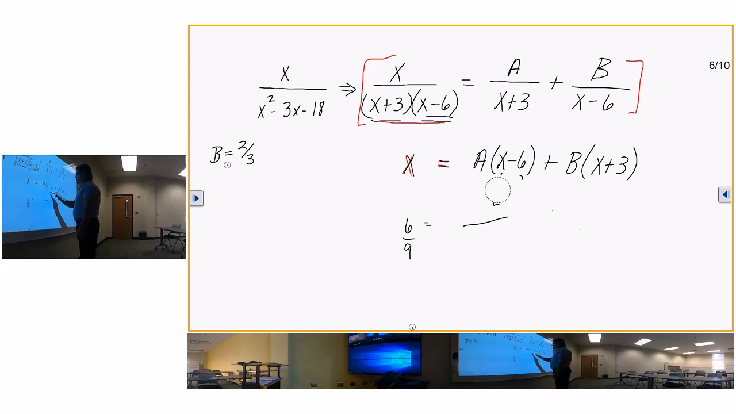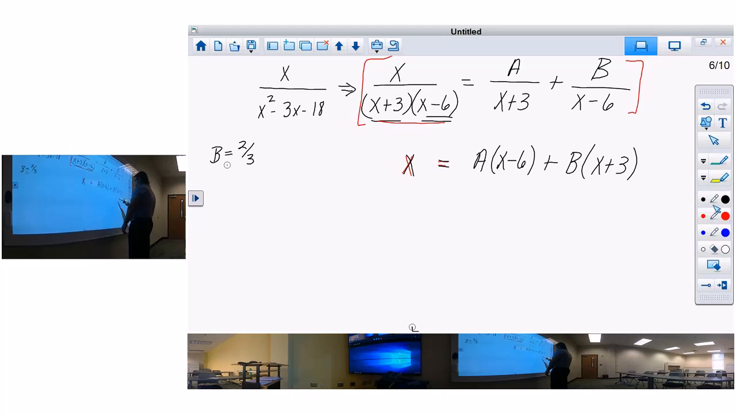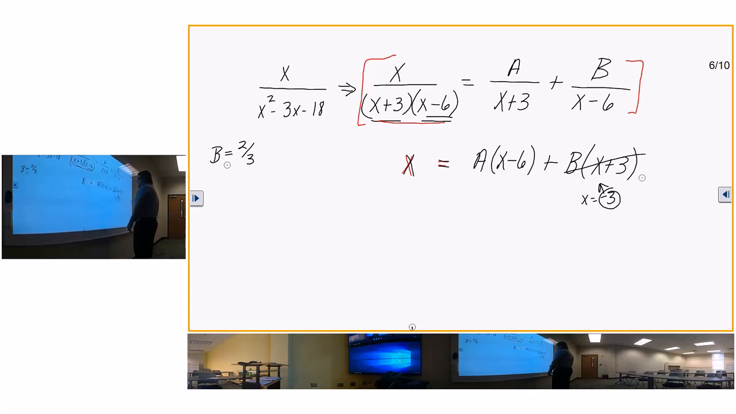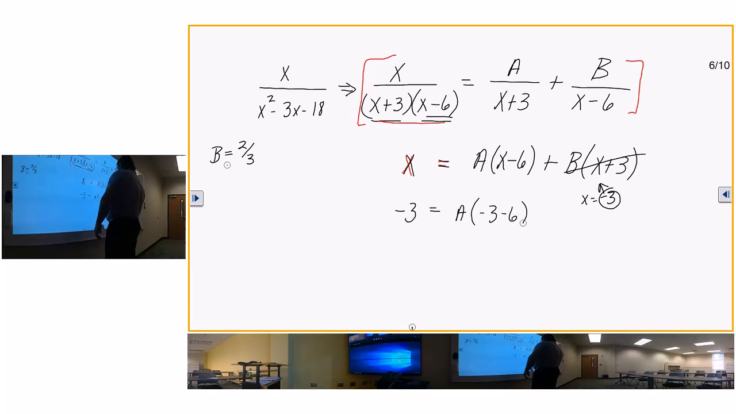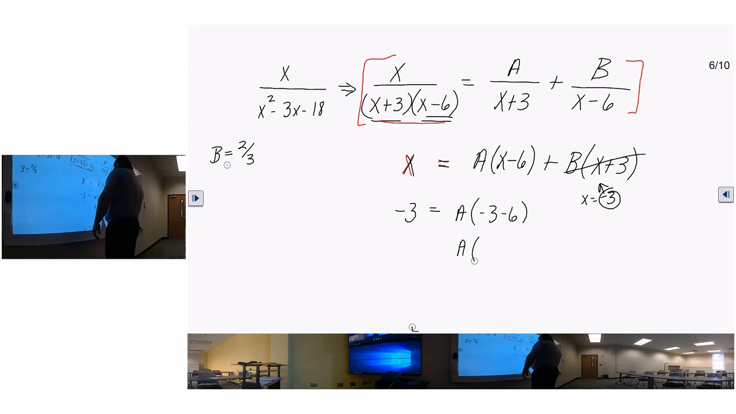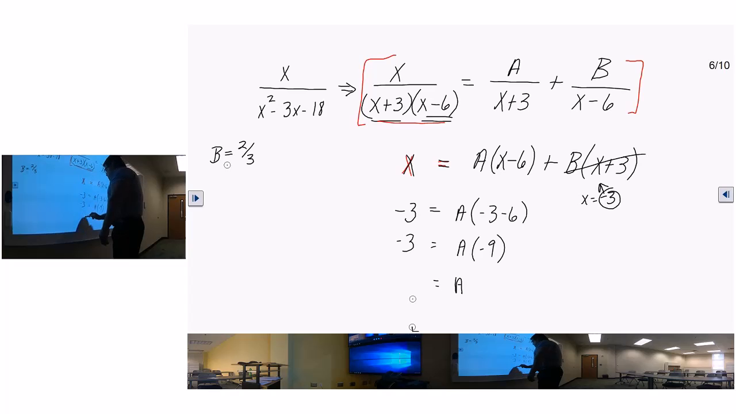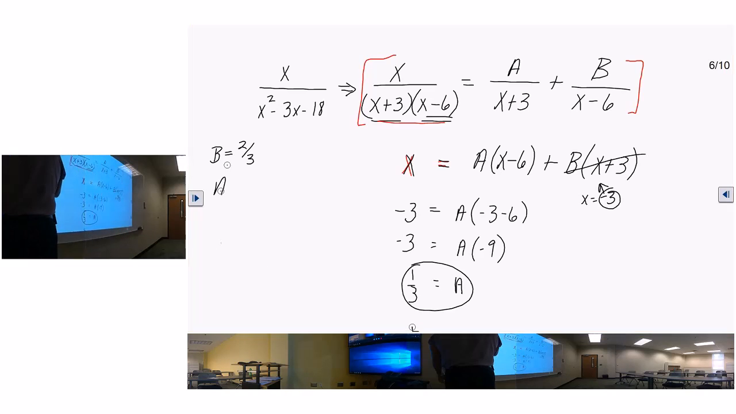Now do the x plus 3. Well, that's -3. So if you plug in x is equal to -3, it's going to take that out. So that leaves you with just this area over here. So -3 is equal to A times -3 minus 6, that's -9, is equal to -3, and divide by -9, A is equal to 1/3. So that goes over here too. A is equal to 1/3.